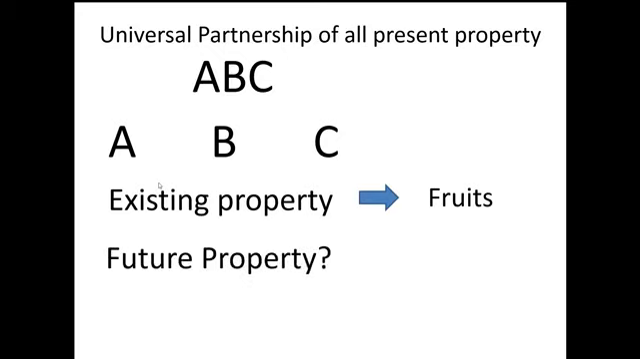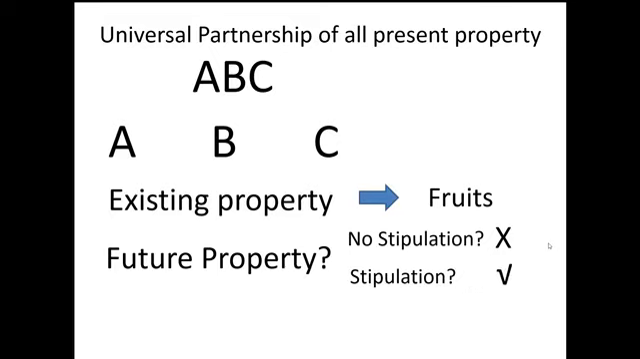But the question is, how about future property? Is that part of the common fund? The answer is obvious. No. Why? Because we're talking of present property, not the future. So the rule is that future property is excluded as a rule. But can it be included? The answer is yes, when there is a stipulation. So if there is a stipulation, it is included.